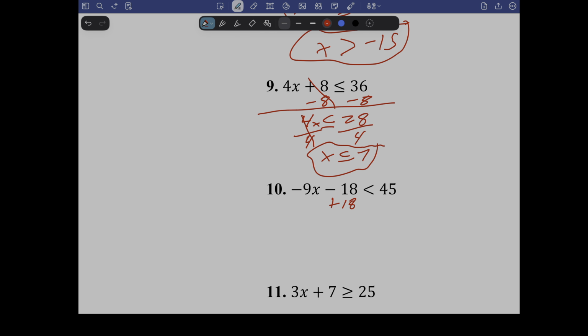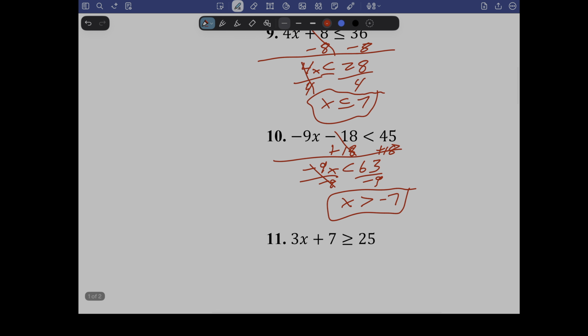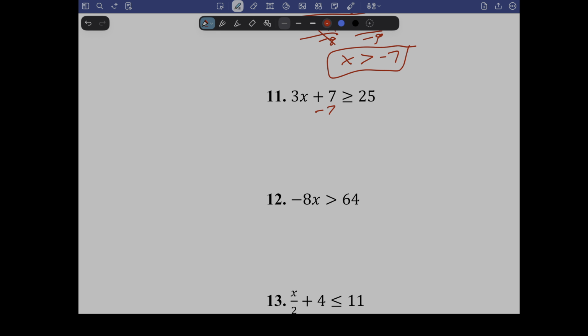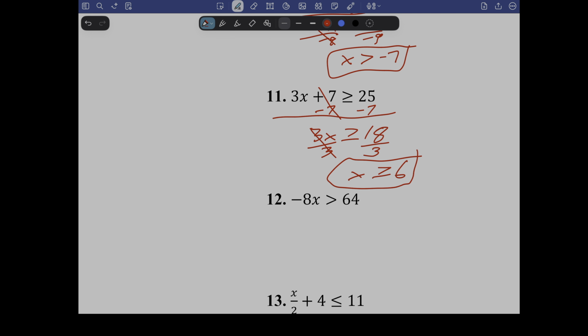Number 10, I'm going to add 18 to both sides. Drop down the negative 9. Don't make a mistake and not do that. Now that I divide each side by a negative number, x is greater than negative 7. Number 11, we're going to subtract. That does not change the sign. We can add and subtract all we want. And I'm just going to divide by a positive number. When I do that, it still doesn't change a thing, and we are done.